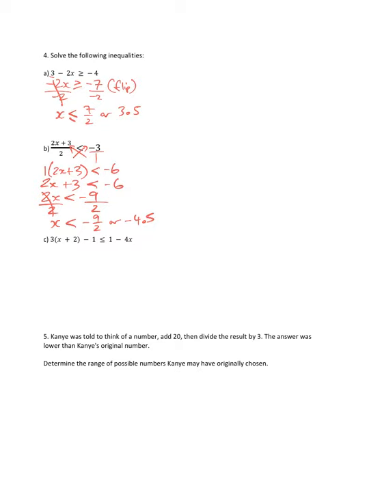Next one, expand the brackets. 3 times by x is 3x. 3 times by 2 is 6. I've got to take 1 on the outside. Less than or equal to 1, take 4x. Collect like terms on the left-hand side. Positive 6, take 1 is positive 5. Still less than or equal to 1, take 4x. I need to collect like terms on either side. I need to get on my x's, and I'm going to put them all on the left-hand side. The opposite of taking 4x is adding 4x. 3x add 4x is going to be 7x's, plus 5 is less than or equal to 1.